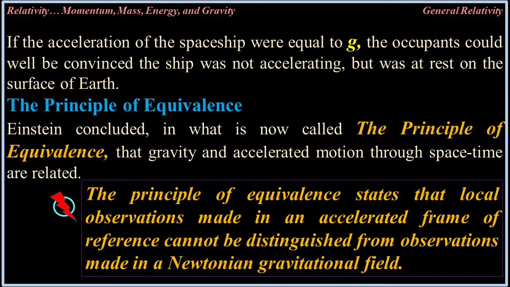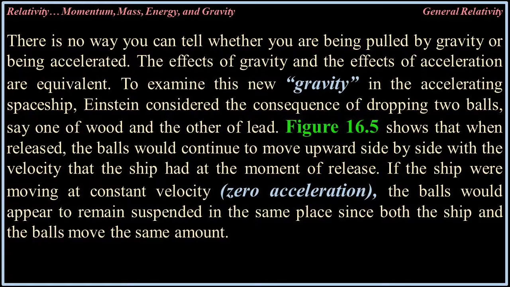The principle of equivalence. Einstein concluded, in what is now called the principle of equivalence, that gravity and accelerated motion through space-time are related. The principle of equivalence states that local observations made in an accelerated frame of reference cannot be distinguished from observations made in a Newtonian gravitational field. There is no way you can tell whether you are being pulled by gravity or being accelerated. The effects of gravity and the effects of acceleration are equivalent.